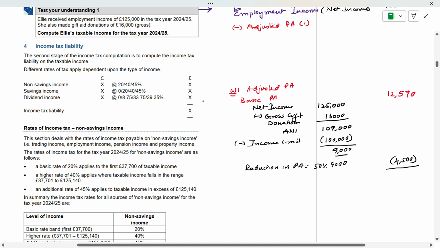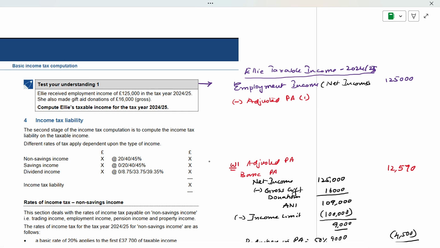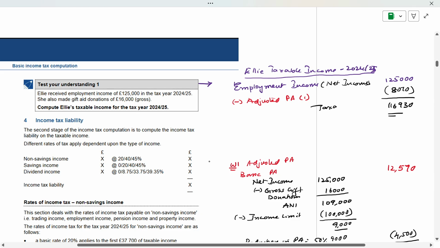The difference is 8,070. That is the adjusted PA. Now we have to take this adjusted PA here. Adjusted PA is 8,070. Taxable income is 116,930. This is the taxable income. Are you clear about this? Yes, sir.